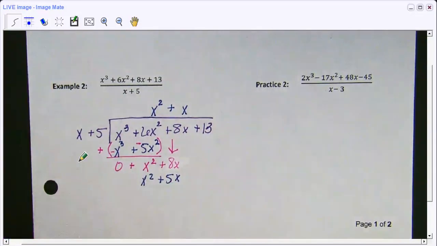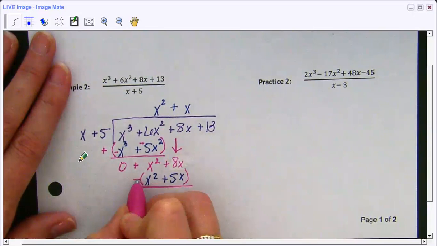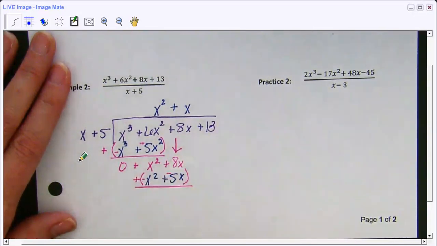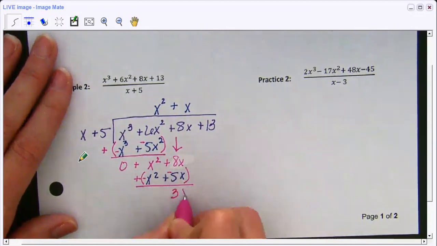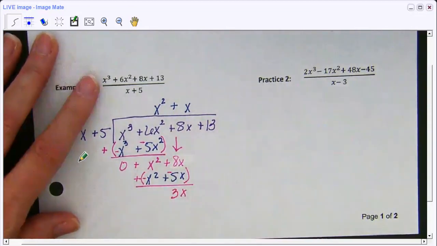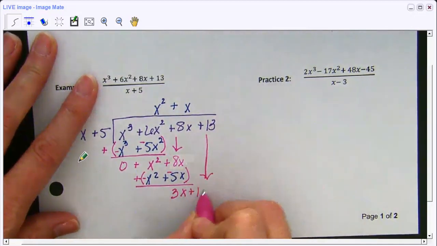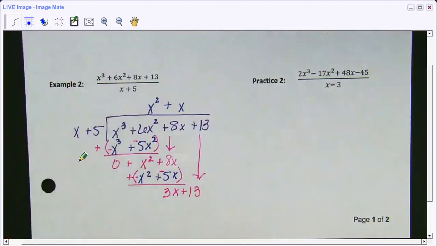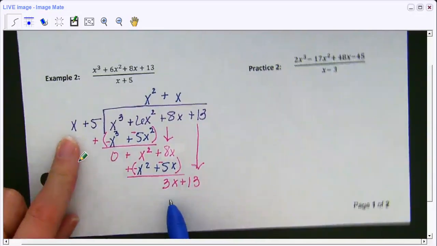And now we have to subtract. So I'm going to switch my signs. 8 minus 5x is 3x. And now what do we do? Bring down the 13. Okay. Last time. X times what gives me 3x?